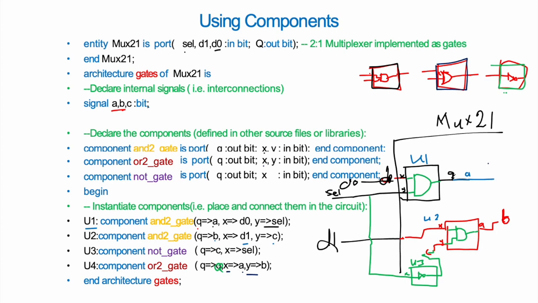So we have A, and then we take the X input of the OR gate. And then we take B, and B is also going into the other input of the OR gate. So we just simply say B on that. So this is an OR gate. B goes into Y, and the output is connected to Q of the whole circuit.